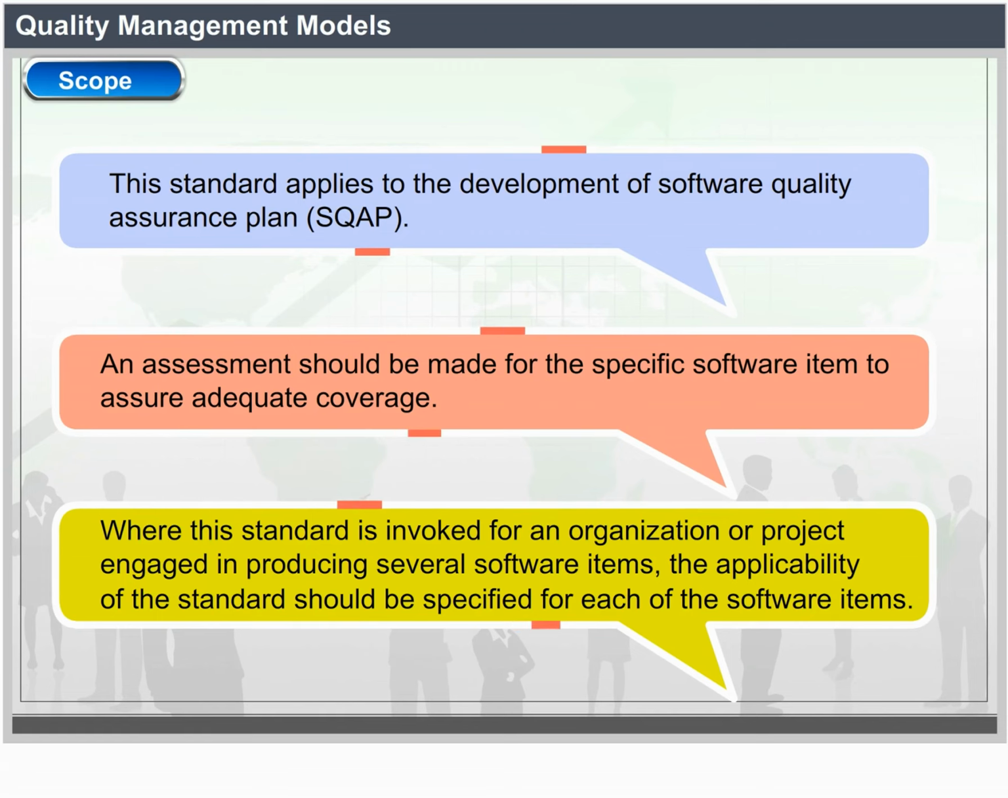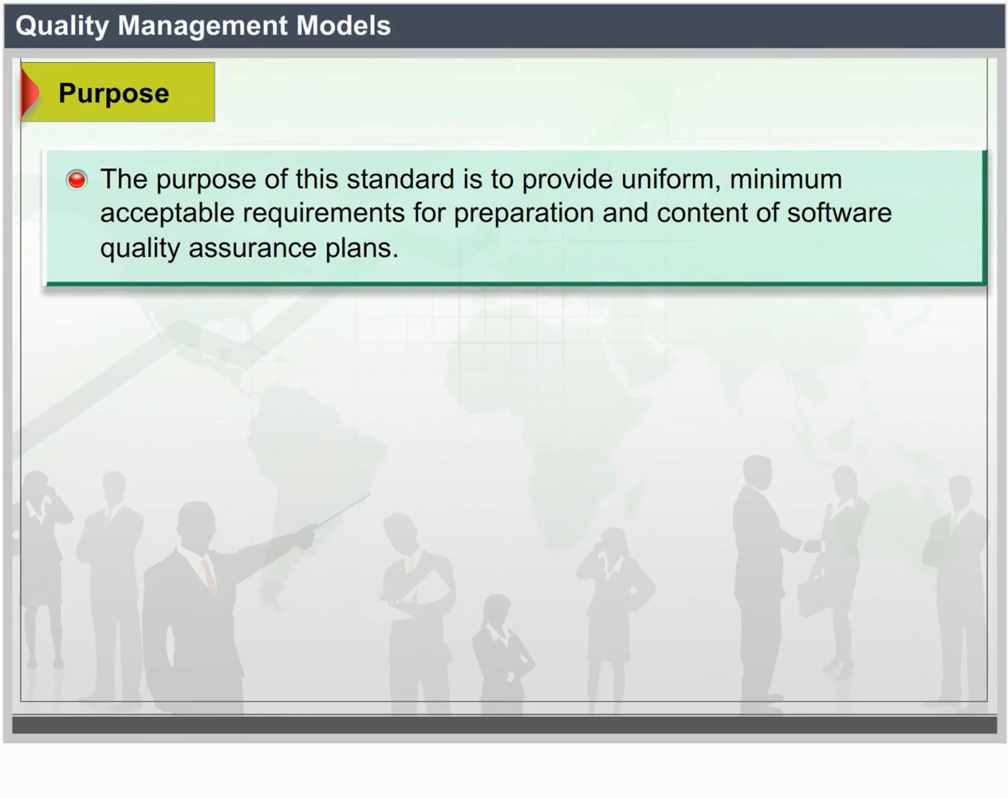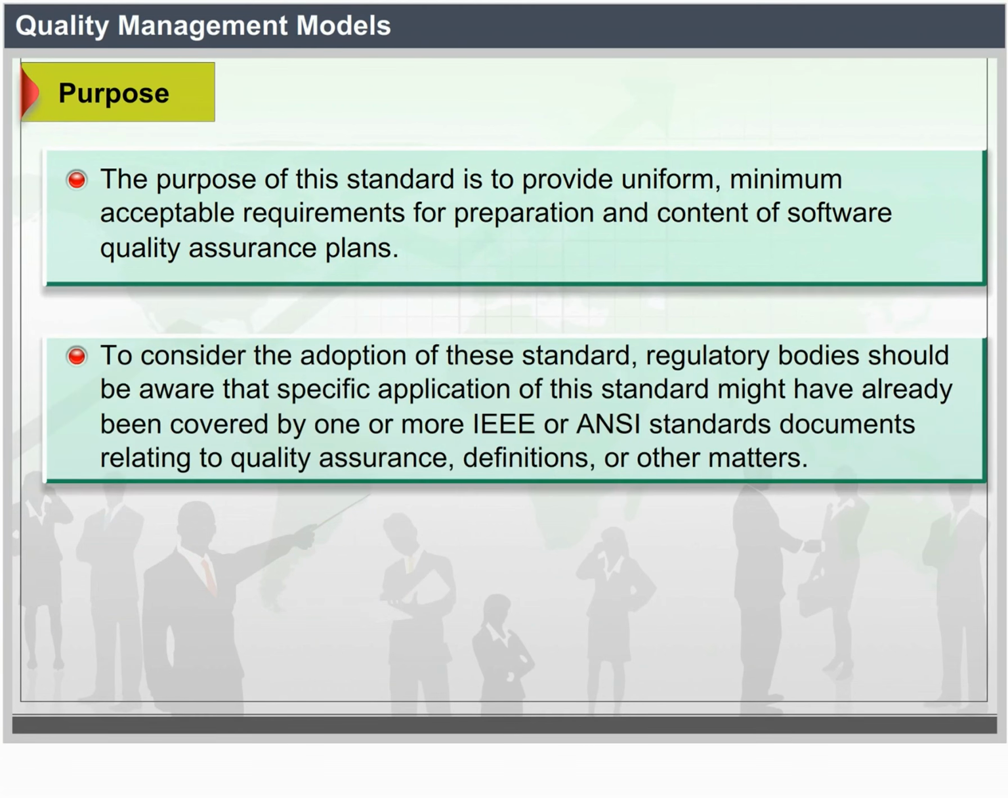Purpose. The purpose of this standard is to provide uniform minimum acceptable requirements for preparation and content of software quality assurance plans. In considering adoption of this standard, regulatory bodies should be aware that specific application of this standard may already be covered by one or more IEEE or ANSI standard documents relating to quality assurance, definitions, or other matters.